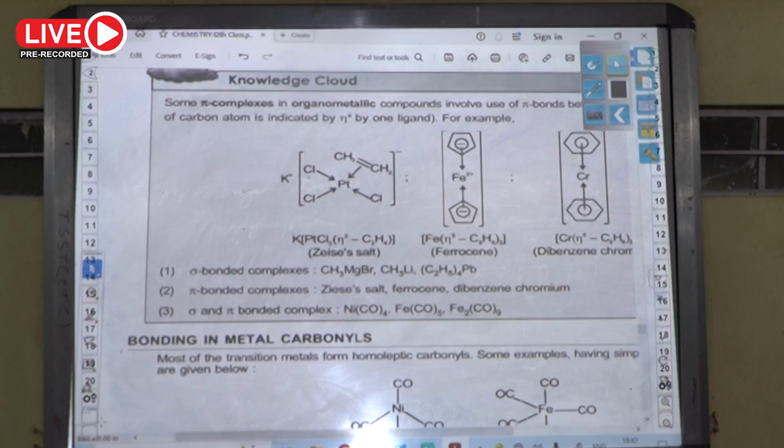Between Fe2+ and 2 cyclopentadienyl rings, each cyclopentadienyl ring has 5 carbons. So that eta power 5 represents a 5 carbon ring. Similarly for dibenzene chromium, it is eta power 6.